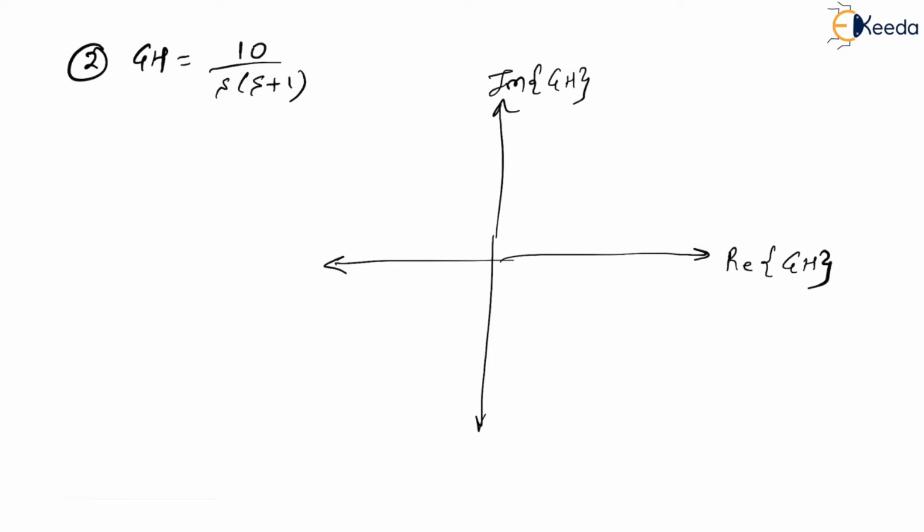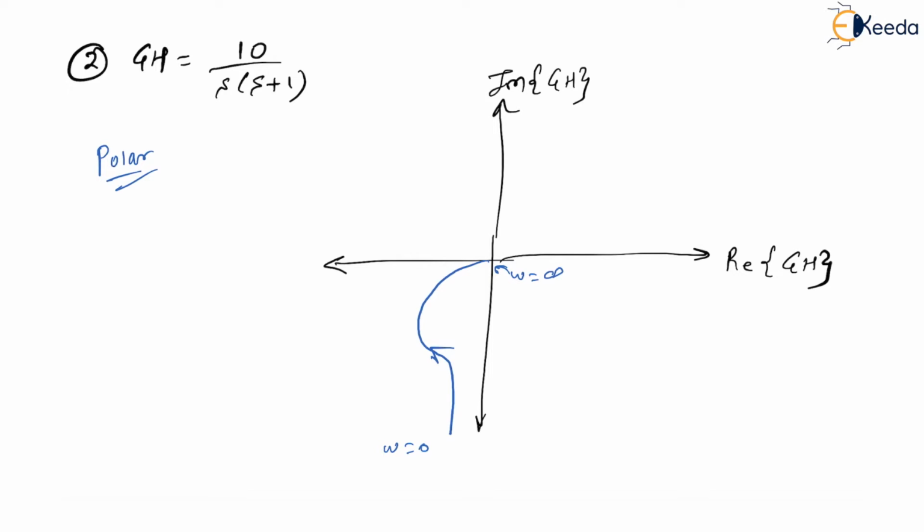Now, second example. Again, we have already seen the first step is to draw the polar plot. Let us draw that. So for GH equal to 10 upon S into S plus 1, the plot will look like this, right? We have already seen that this is going to be the plot, wherein this is omega equal to 0 and this is omega equal to infinity.